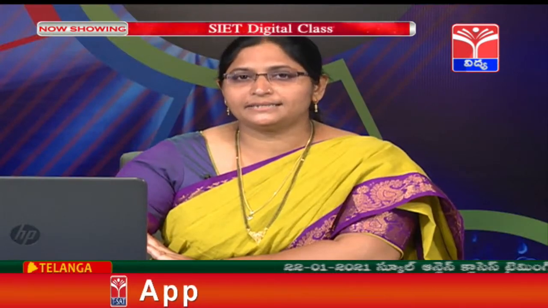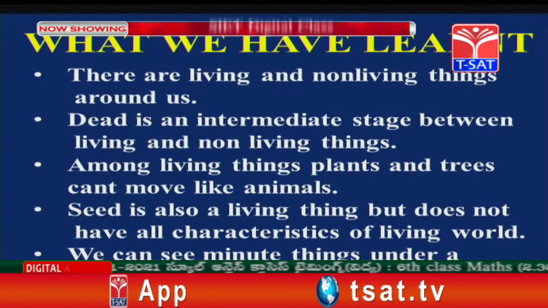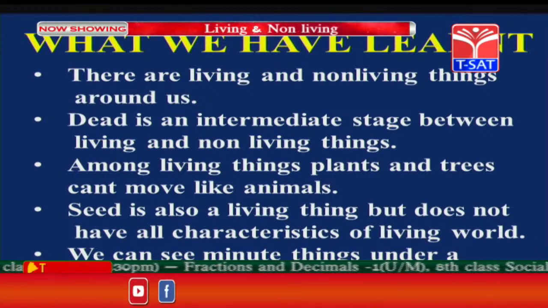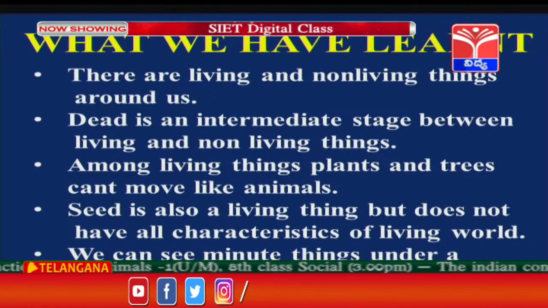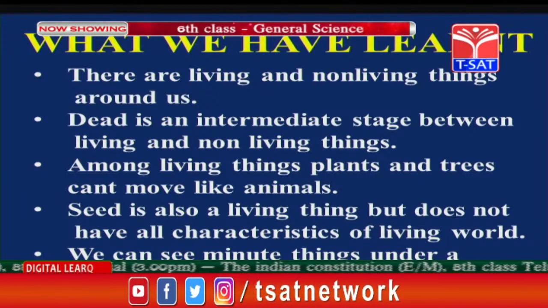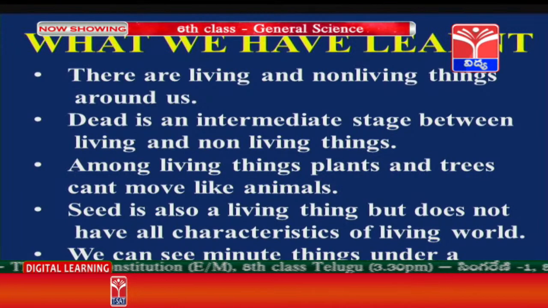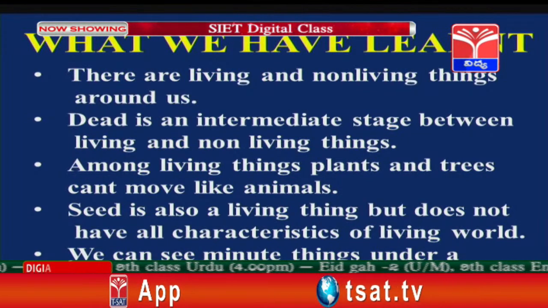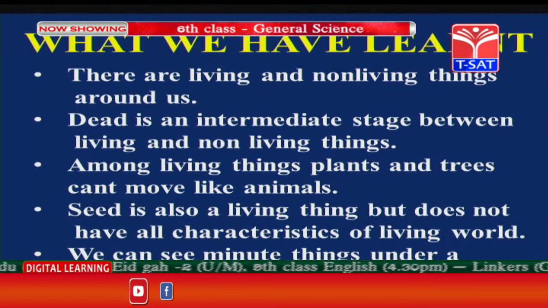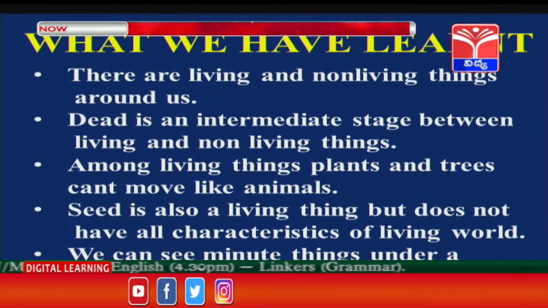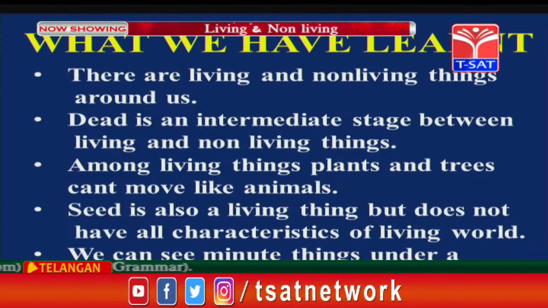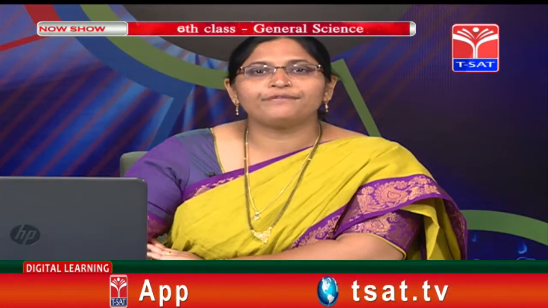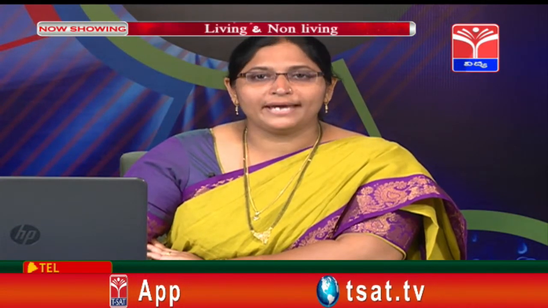What we have learnt: there are living and non-living things around us. Dead is nothing but an intermediate stage between living and non-living things. When living things undergo the process of death, they are converted into non-living constituents. Among living things, plants and trees can't move like animals. Seed is also a living thing but does not have all the characteristics of the living world. We can see minute things under a microscope. So, the microscope is the instrument which is useful for observing microscopic organisms.